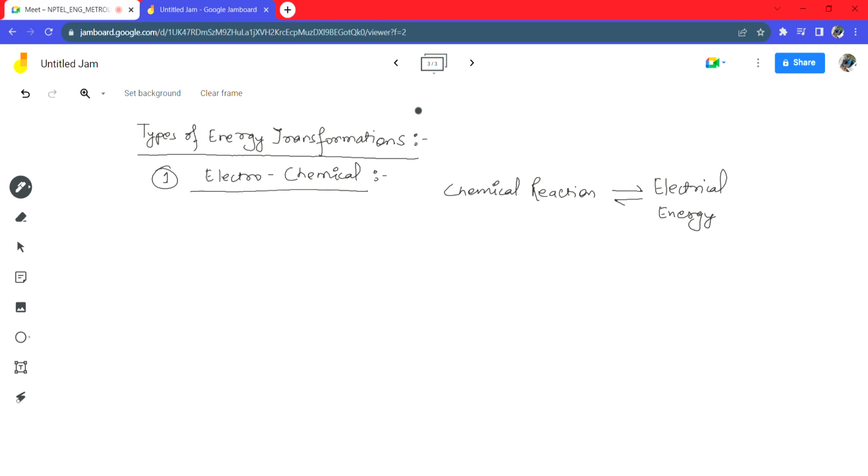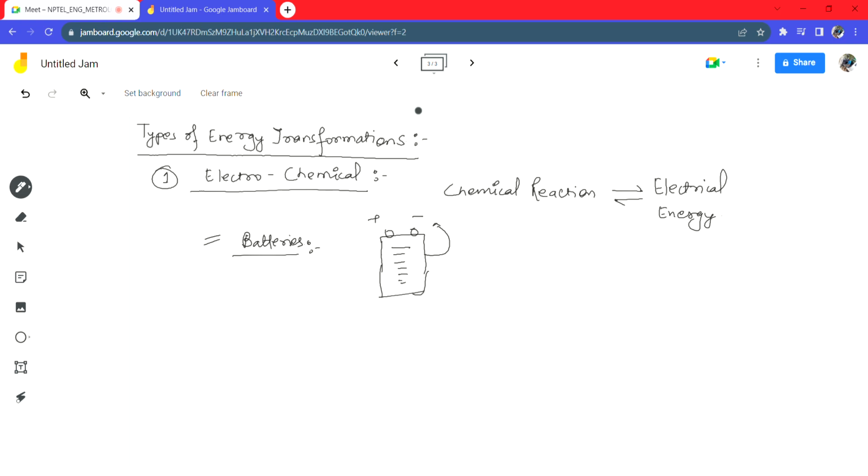Now, if we want to see a typical example of this electrochemical energy transformation, we have batteries, wherein we have a positive and a negative terminal and some sort of reactions going on here, and this potential we get. But this specifically is not a transducer. This is just a case I showed you of a chemical reaction.